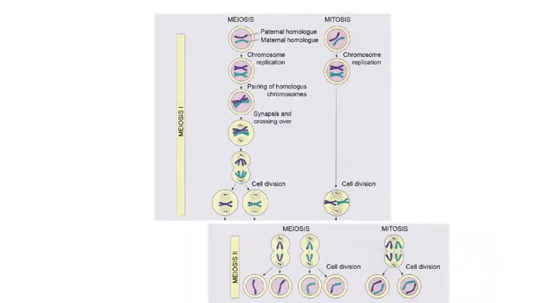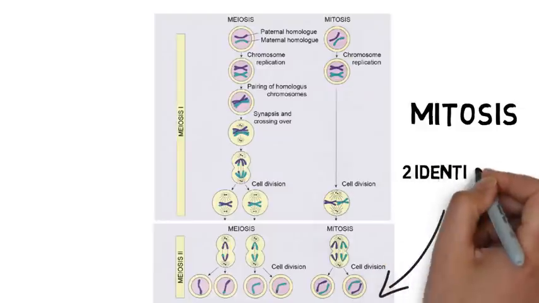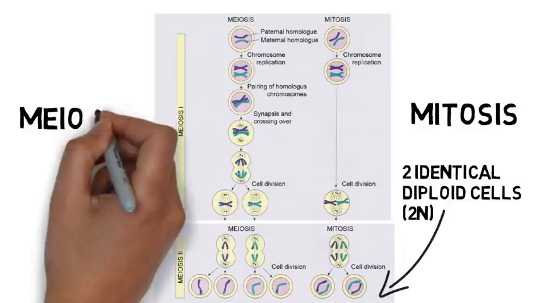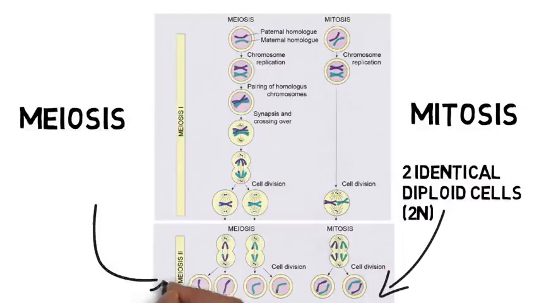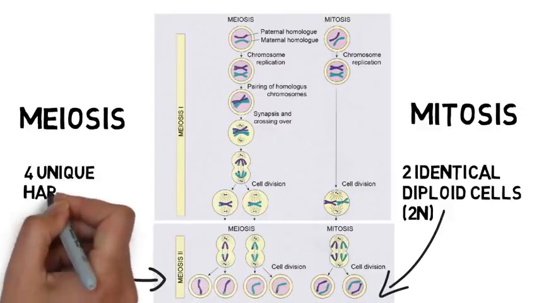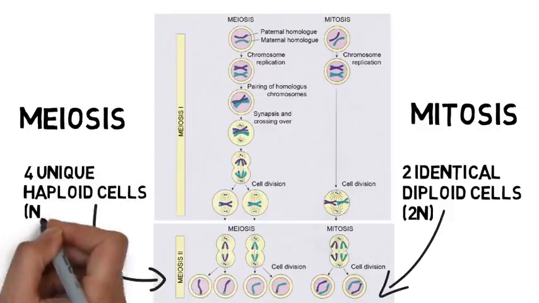In short, mitosis creates 2 diploid cells that are identical to each other in the parent cell, and meiosis creates 4 haploid cells that have half as many chromosomes as the parent cell and are each made up of unique chromosomes.